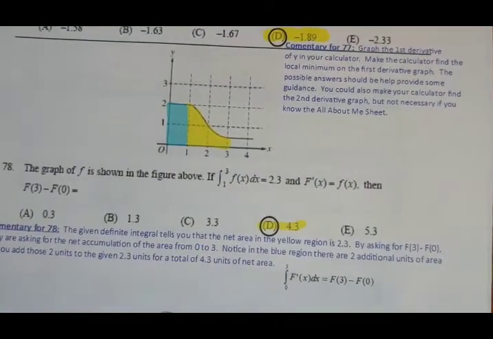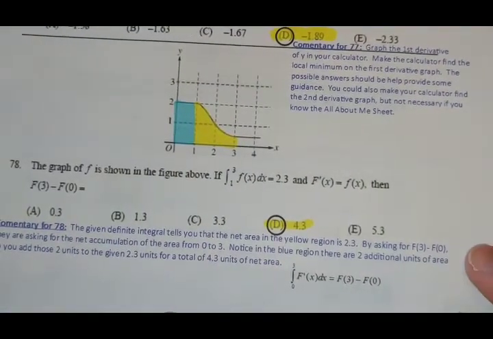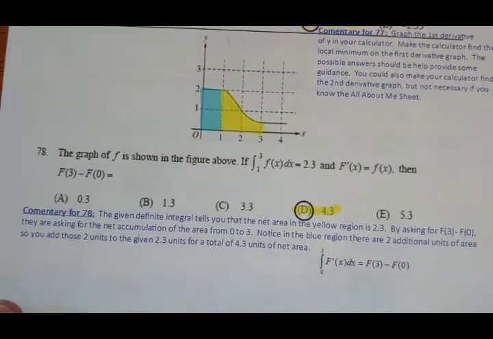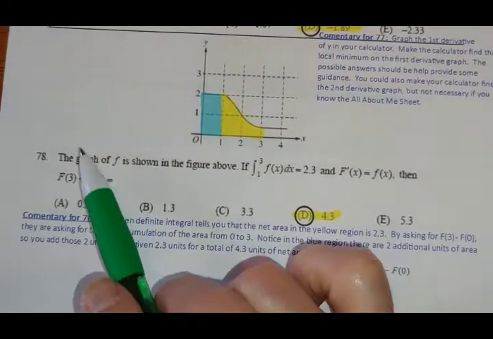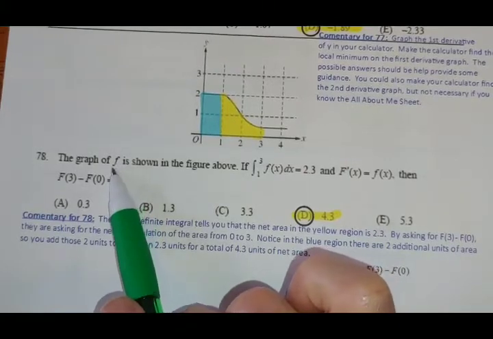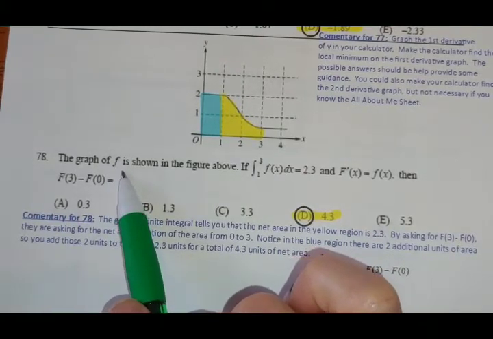Number 78 is a no calculator question, and it is one of the most missed questions on this set. So let's take a look at it. Mostly it's about reading and being really, really careful. All right, the graph of f. Make sure you know what you have a graph of. The graph of f is shown on the figure above.